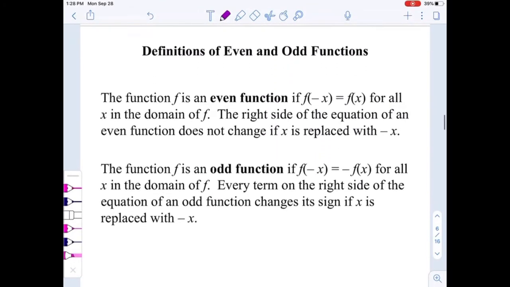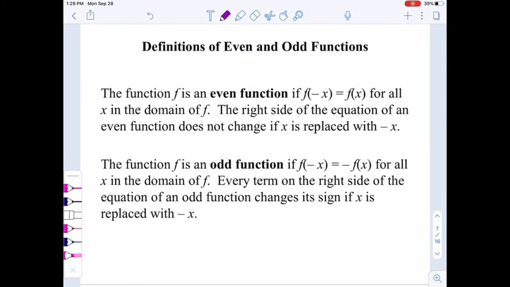Now the next piece talks about the definition of even and odd functions. It says the function f is an even function if the value of the function evaluated at -x is equal to the original function f of x for all x in the domain of f. It says the right side of the equation of an even function does not change if x is replaced with -x. So we're going to take whatever our original function is, and wherever we see x, we're going to plug in a -x, the opposite of x. We're going to simplify it down. If they end up equaling each other, then we're going to be able to say it's an even function.